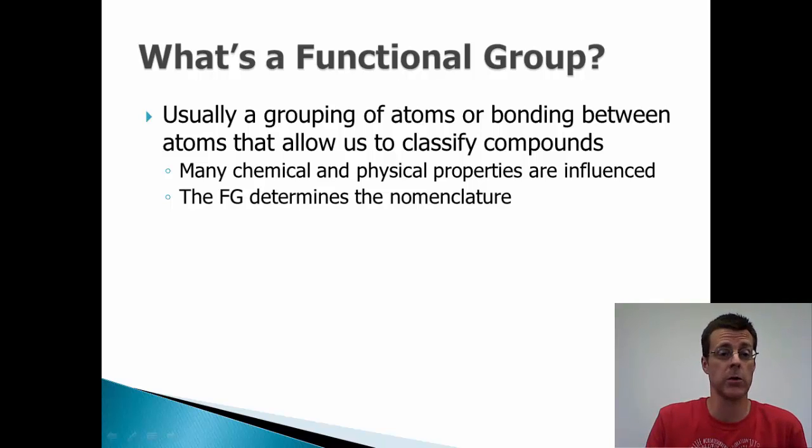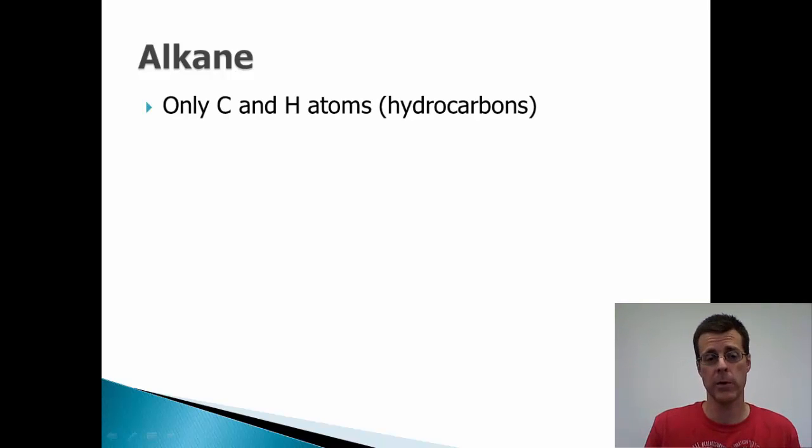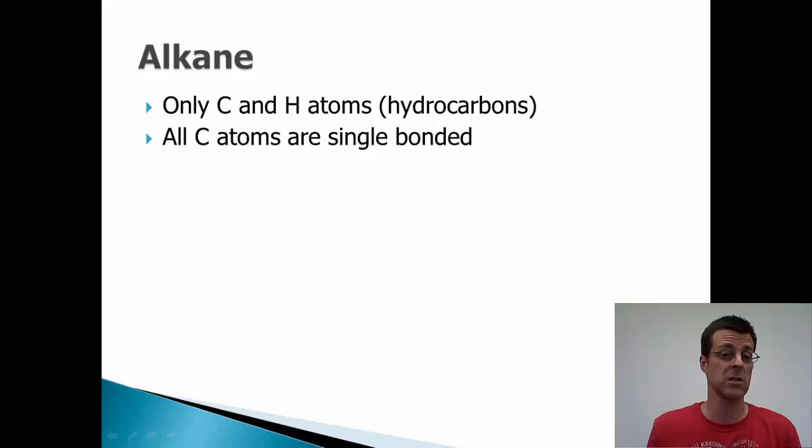So what are the functional groups? The first one, in some ways, really isn't its own functional group because it's what you have if there's nothing else there. The alkane only has carbon and hydrogen atoms, so it's called a hydrocarbon. And all the carbon atoms are single bonded, which means carbon single bonded to a carbon. And the first one there, you'll notice, has no carbons bonded to carbons. It's just a single carbon. That's the simplest alkane going.